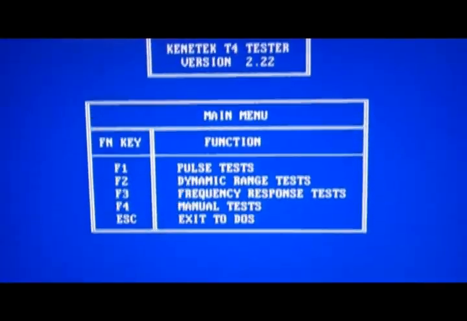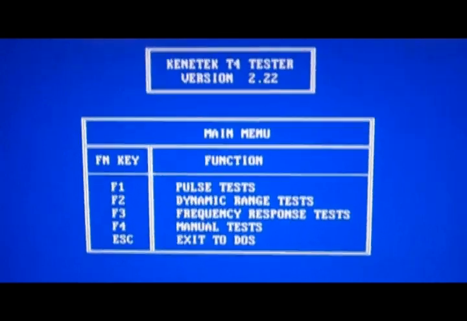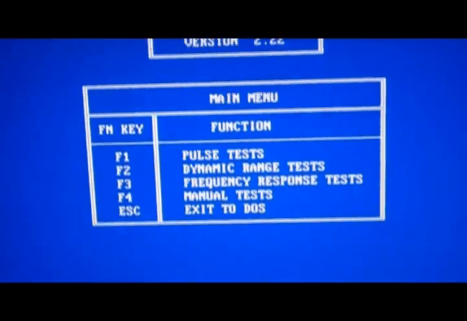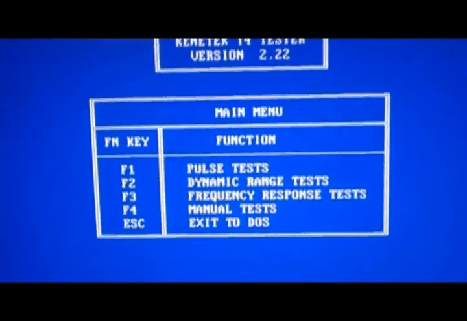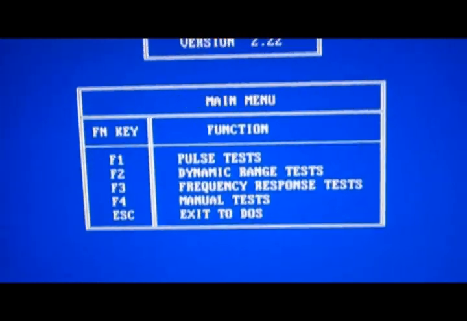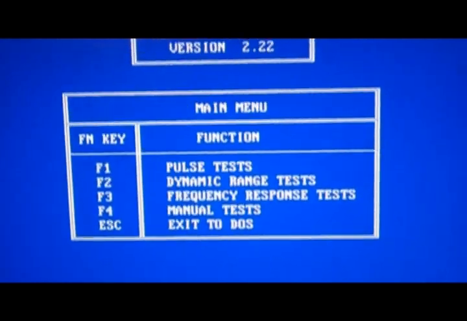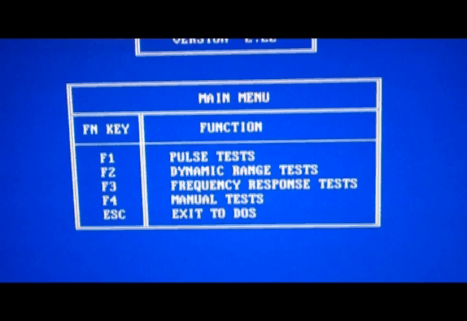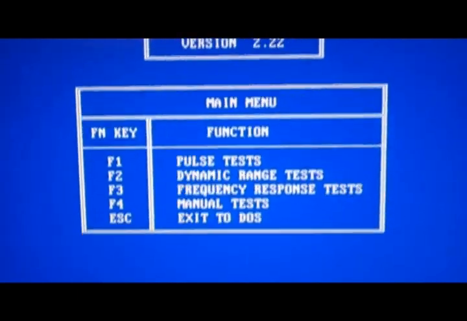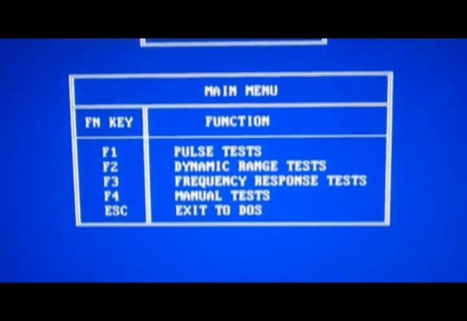One is the pulse test, which basically measures the recovery time of the photocells in the T4B unit. And the other test that I do is the dynamic range test, and that tests the match of the cells during the compression phase of operation.